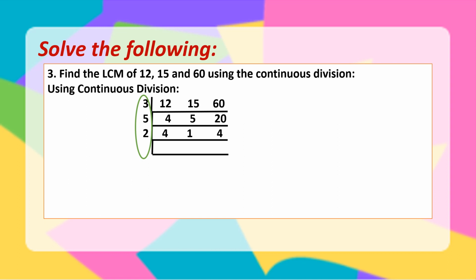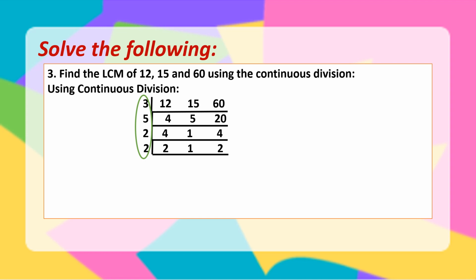Now, at least these two numbers can be divided by the same given number, and that is 5. So, 4 divided by 5 cannot be, so bring it down. Then, 5 divided by 5 is 1. 20 divided by 5 is 4. Now, the quotients are 4, 1, and 4. Since 4 and 4 are still composite, we need to think of a number that can divide 4, and that is 2. So 4 divided by 2 will give us 2. 1 divided by 2 cannot be. So next is 4 divided by 2 is 2.